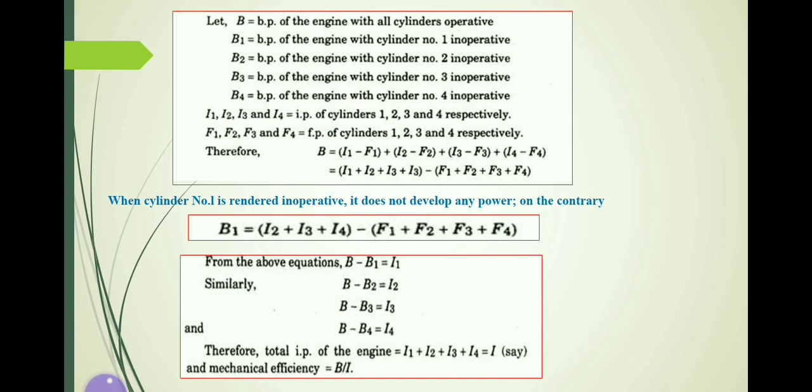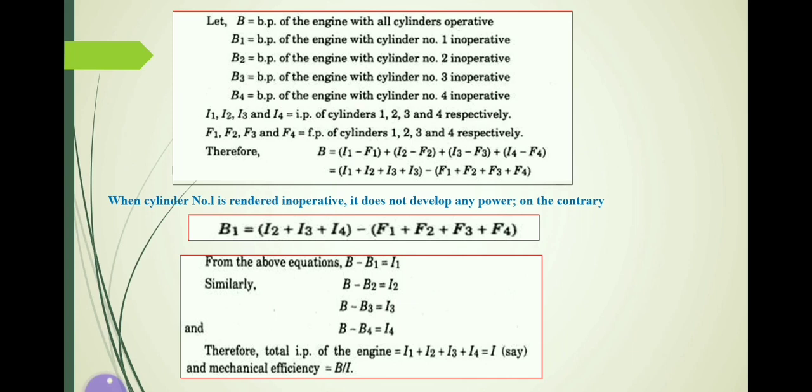Let us consider B1 is the brake power of the engine with cylinder number 1 inoperative. Inoperative means no power is generated inside that cylinder, which means indicated power will be 0 when cylinder 1 is not acting. Similarly for all the cylinders. B2 is the brake power of the engine when cylinder 2 is inoperative, B3 is the brake power when cylinder 3 is inoperative, and B4 is the brake power when cylinder 4 is inoperative.